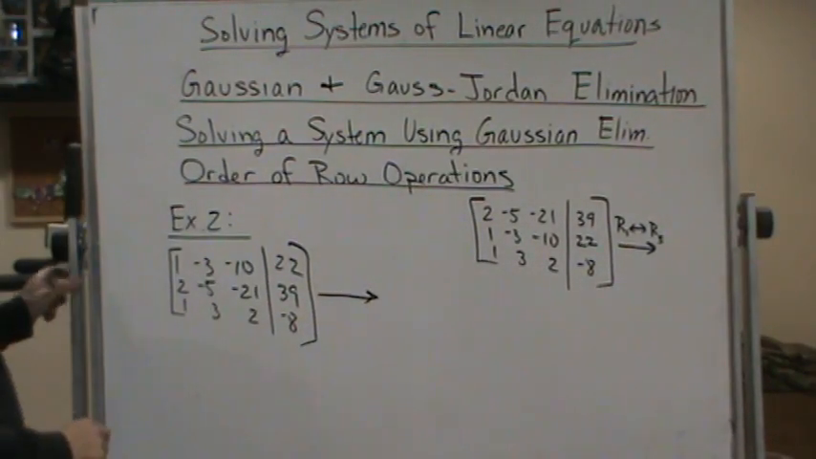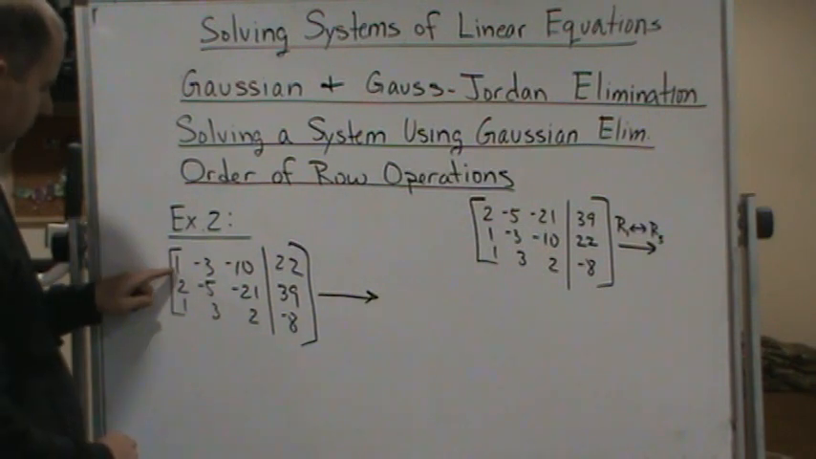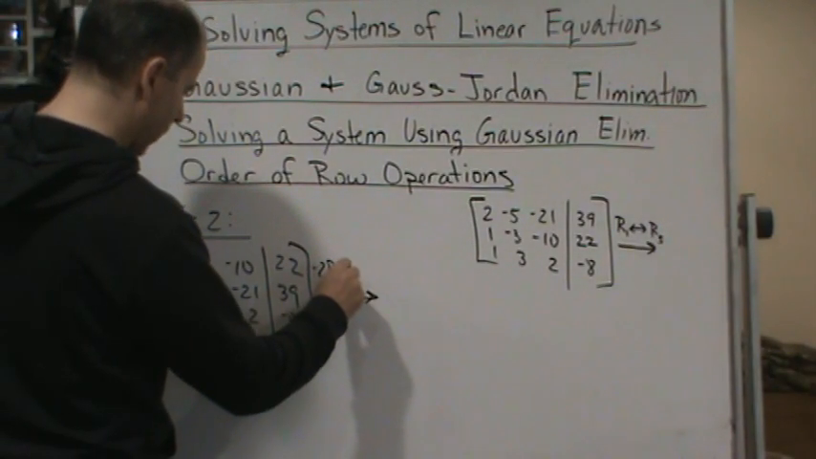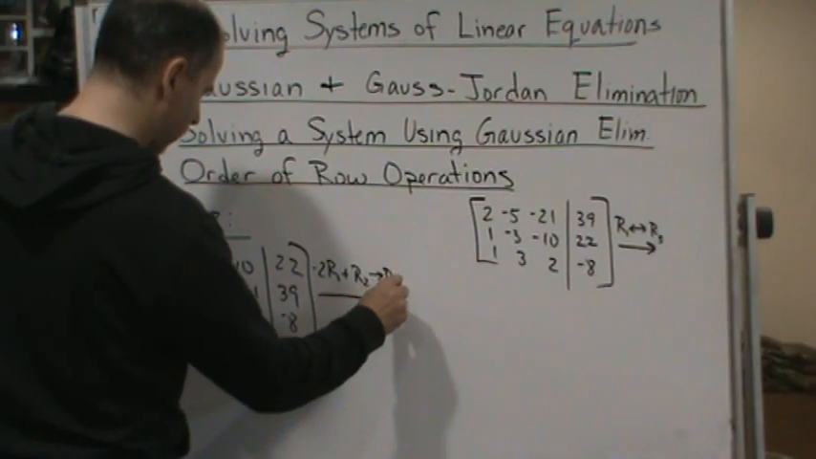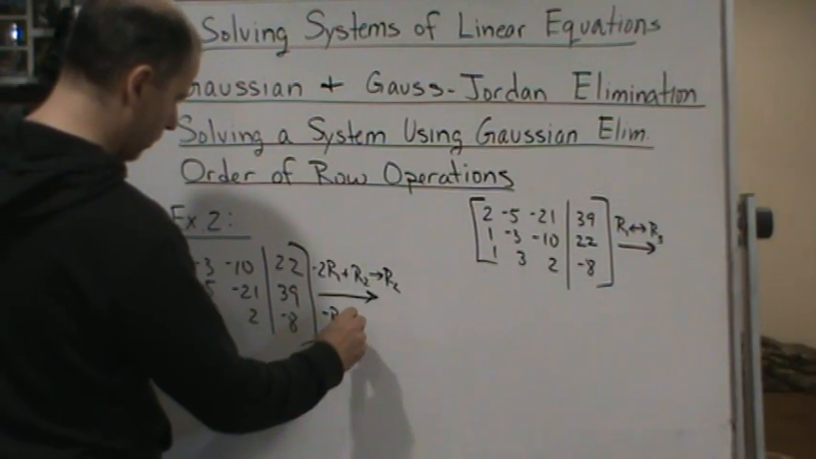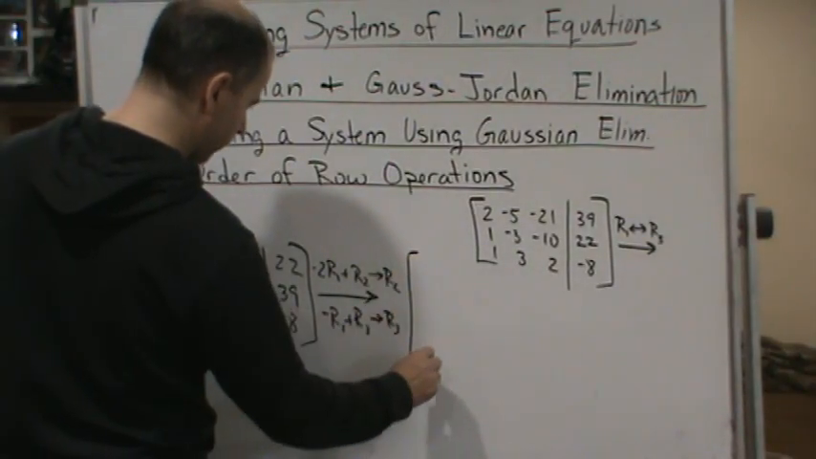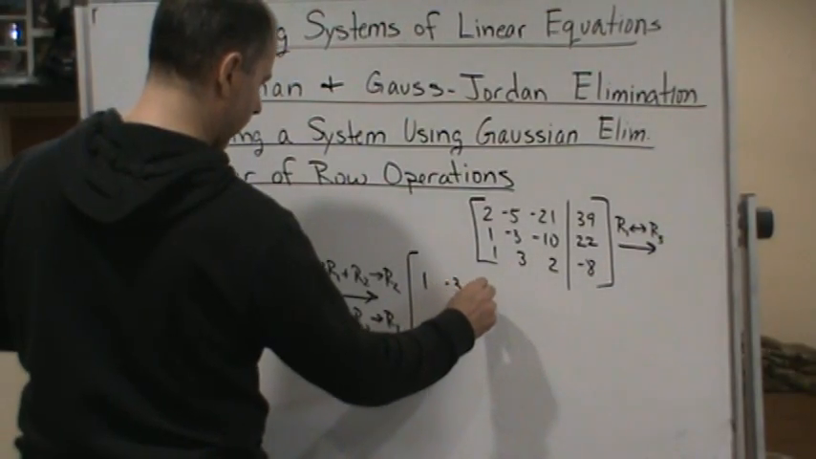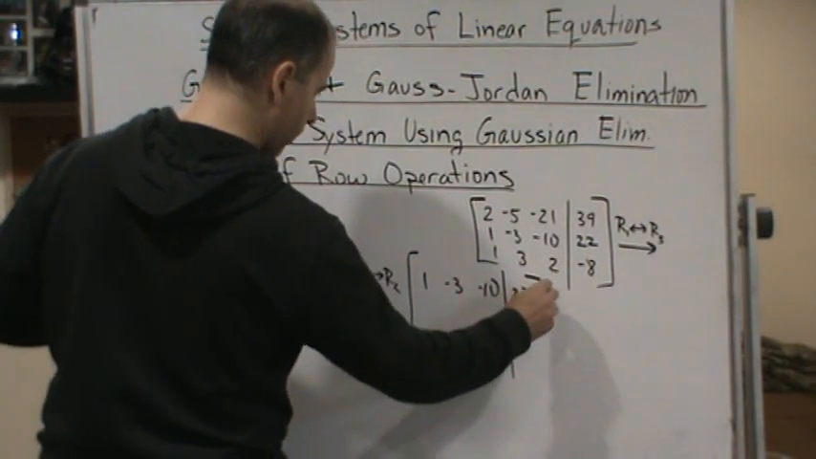Okay, now I want to eliminate these two as zeros, so I'm going to do -2 times row 1 plus row 2 and replace row 2. And then I'm also going to take negative row 1 plus row 3 and replace row 3. Okay, so row 1 stays the same, so that'll be 1, -3, -10, 22.